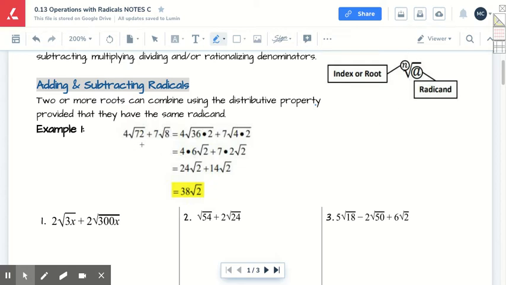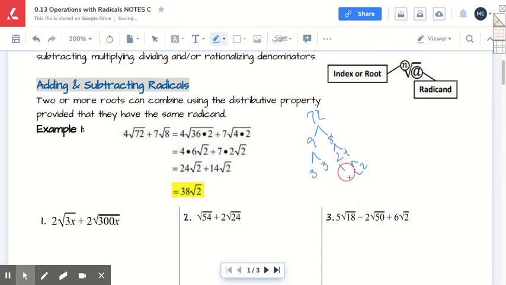So here we go. For our first example, we've got 4 root 72 plus 7 root 8. Clearly, the radicands are not the same right now, but we learned that we could simplify those radicals. So 72 we could break down into, let's see, 72 could be 9 times 8, and 9 is 3 times 3, and 8 is 2 times 4, and 4, of course, is 2 times 2.